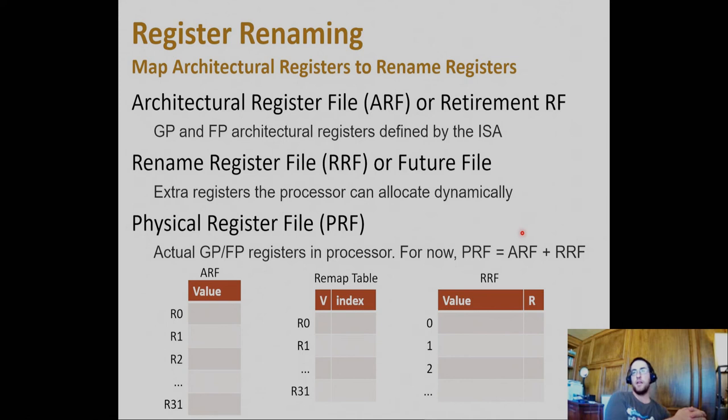In order to keep track of when we rename architectural registers to give them different names, we're going to also introduce this remap table. The remap table is going to be indexed by the architectural register names, so it has the same indices as the ARF. And it's going to provide us with an index into the rename register file. So it gives us the new name of this register. And then inside the rename register file, that's where we can find its value and also its scoreboard state. So that's an overview of the structure. We're going to look at an example here in a moment.